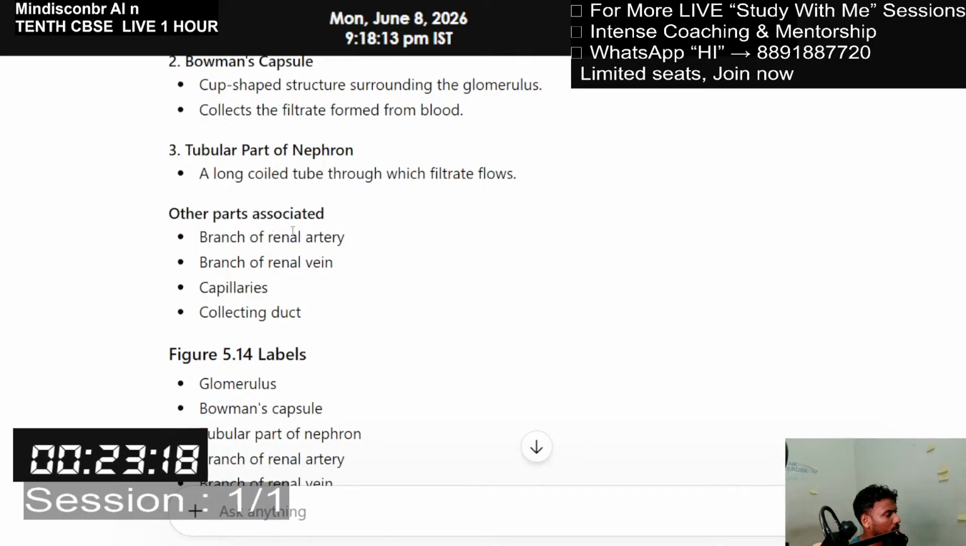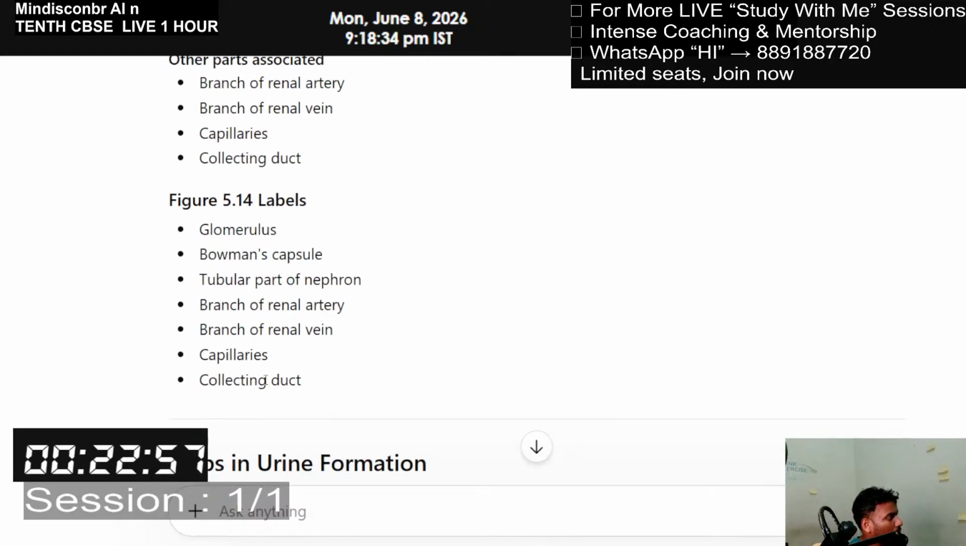Other parts associated: branch of renal artery, branch of renal vein, capillaries, collecting duct. Here there is a collecting duct and also branch of renal vein and branch of renal artery. Also capillaries. Glomerulus, Bowman's capsule, tubular part of nephron, branch of renal artery, branch of renal vein, capillaries and collecting duct.